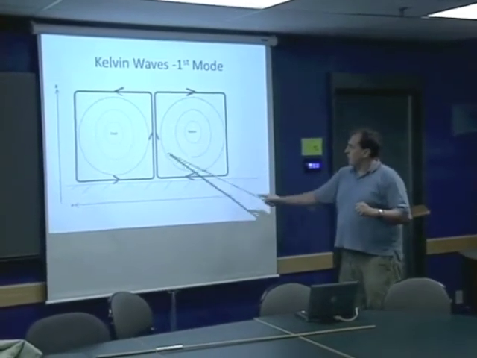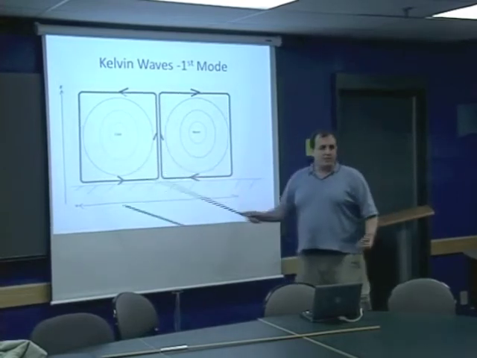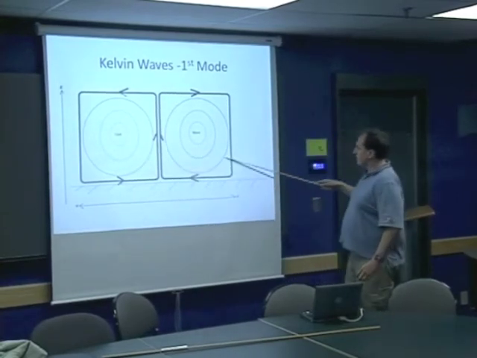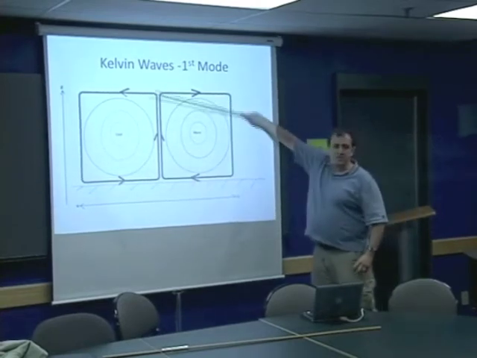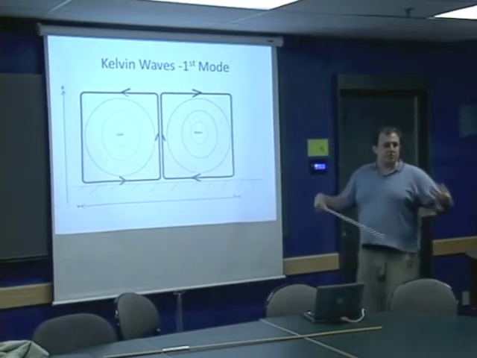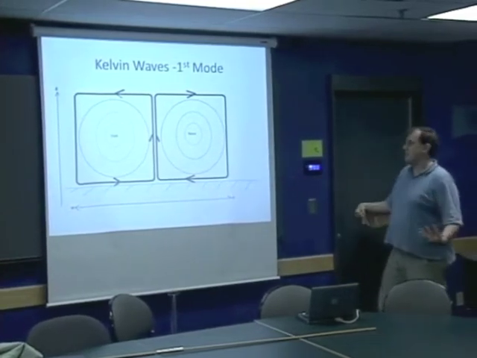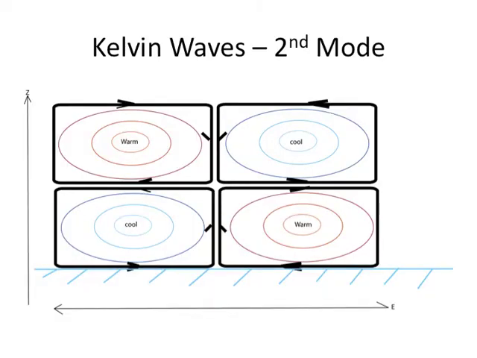Essentially, we have anomalously warm air in one region, anomalously cool air in another region. This is all moving to the east. This is the equator. This is upwards, and these arrows indicate the winds that those temperatures will induce. So that's the first mode. There's a second mode, which is just the second harmonic of that.